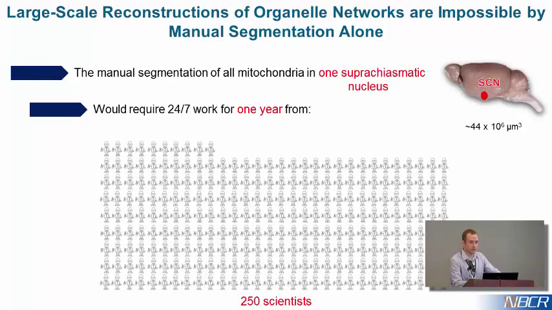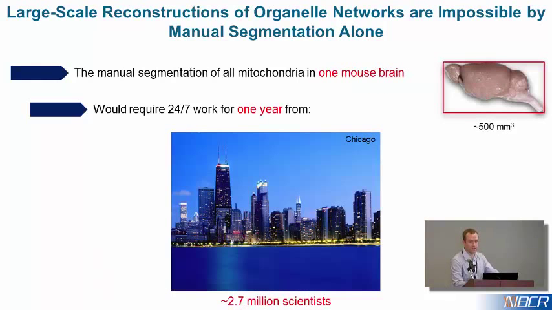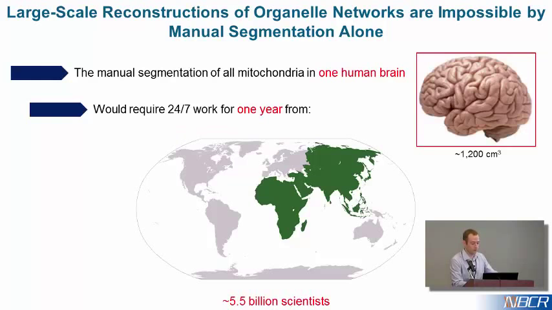If you wanted to do even a small brain region like the suprachiasmatic nucleus, which is only about 10,000 neurons, which is very, very small compared to a lot, it would take 250 people working around the year. And then obviously it scales there. Doing a whole mouse brain would take the population of a large city, and doing a whole human brain would take most of the world working around the clock for an entire year. So obviously that's not feasible, unfortunately.